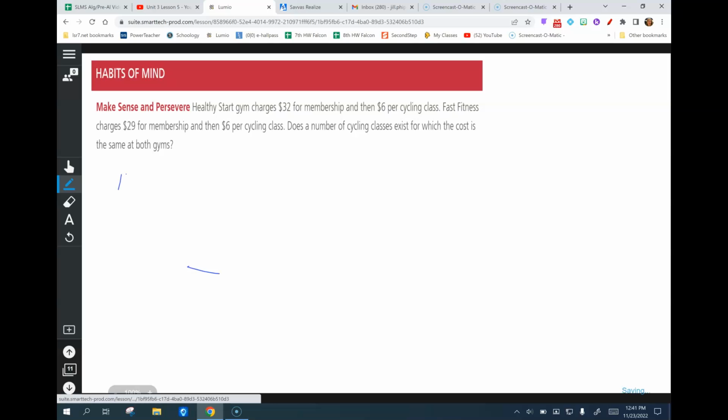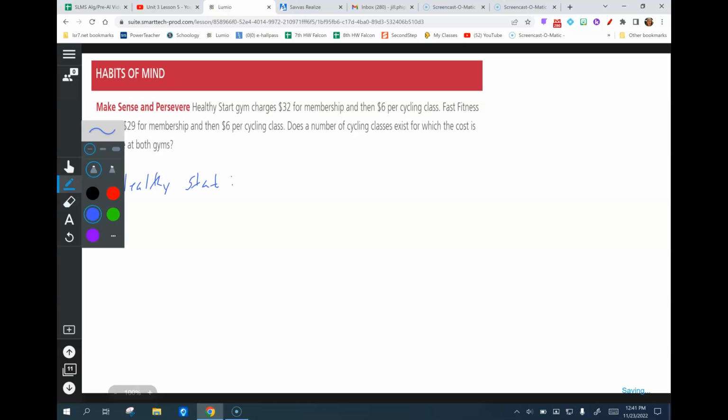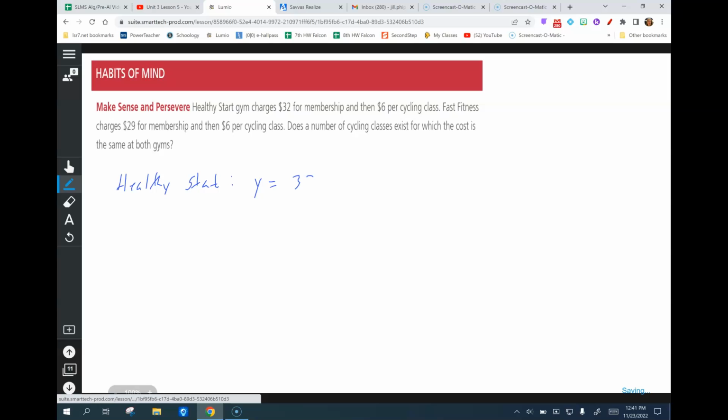Okay, so hopefully you wrote down Healthy Start. So for Healthy Start, you're going to have a total cost. Y is equal to 32 plus 6 per cycling class. So we're going to call that X, and Y is our total cost. And then for Fast Fitness, we're going to have Y is equal to 29 plus 6 per cycling class. Now we just set them equal.